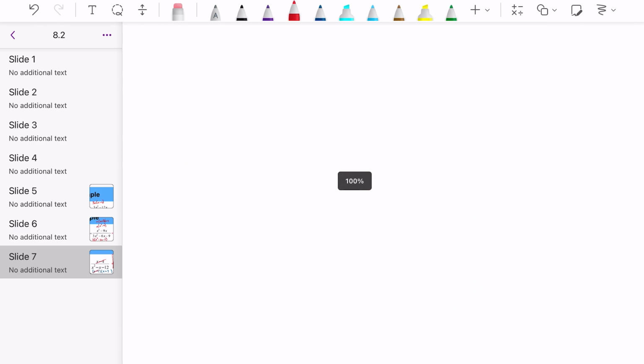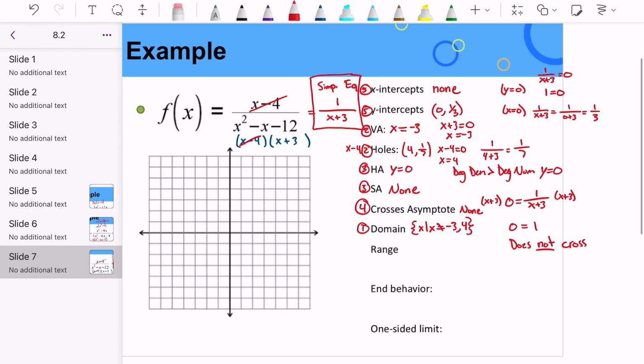So using all this information, we can go ahead and actually start graphing from this point. We're going to start off with the vertical asymptote. Our vertical asymptote is at x = -3, which is usually represented with a dotted line on our graph. We're going to take a look at our horizontal asymptote. In this case, y is equal to 0.